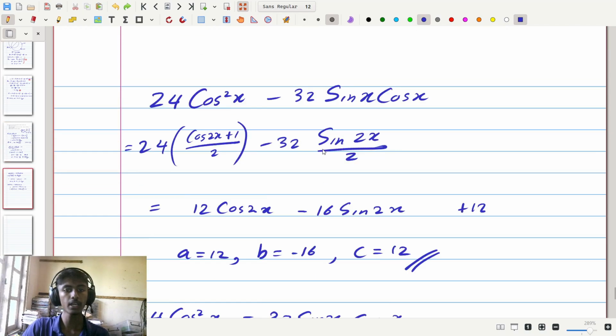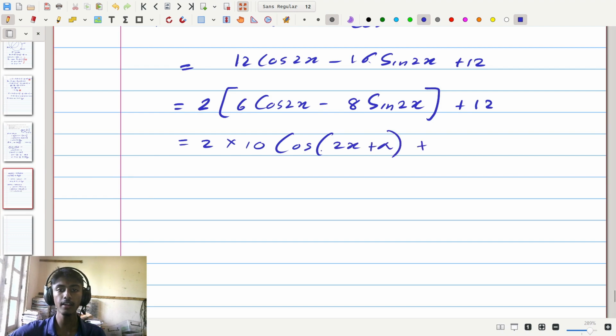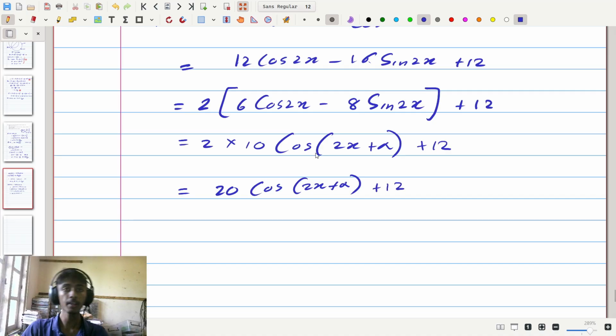So according to that, we could substitute instead of this thing 2 times 10 times cosine of 2x plus alpha, and then another plus 12 on the front. Now given this, we can see we have 20 times cosine of 2x plus alpha plus 12. Now you might be asking at this point, well, alright, we got this expression, but how does it help us find the minimum value of this entire expression?